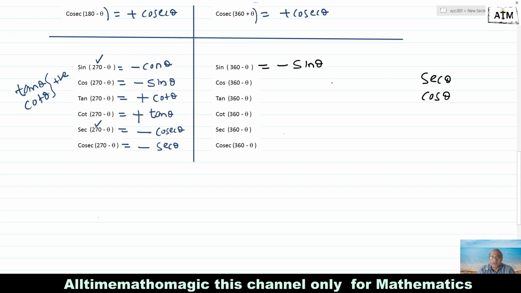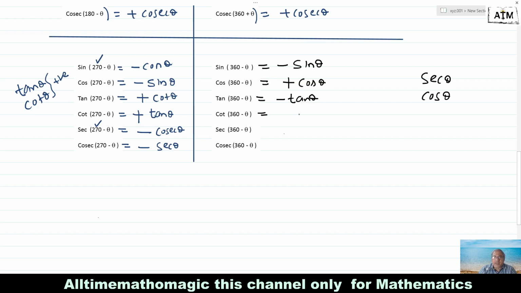Same to same function will come in the fourth quadrant. Cos and sec are positive and the remaining are negative. Cos(360 minus theta), cos is positive in the fourth quadrant. Because of the 360, don't do any conversion. Write down the same function. And tan(360 minus theta) will become minus tan theta. Same function and negative symbol.